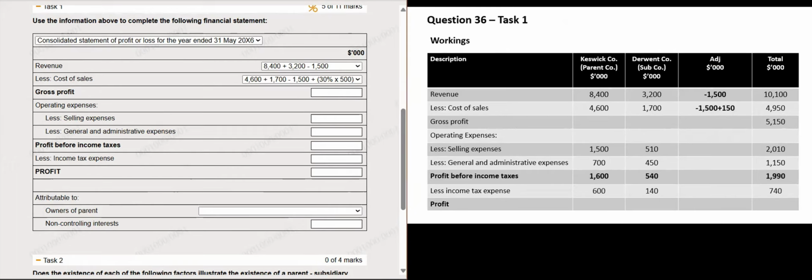600,000 plus 140,000 gives us a total of $740,000. The final figures are for the amount of profit, which comes to $1,250,000. The bottom line also calculates individual profits for both Caswick and Derwent, and they are the same as given in the question. Now let's just punch these figures into our format.